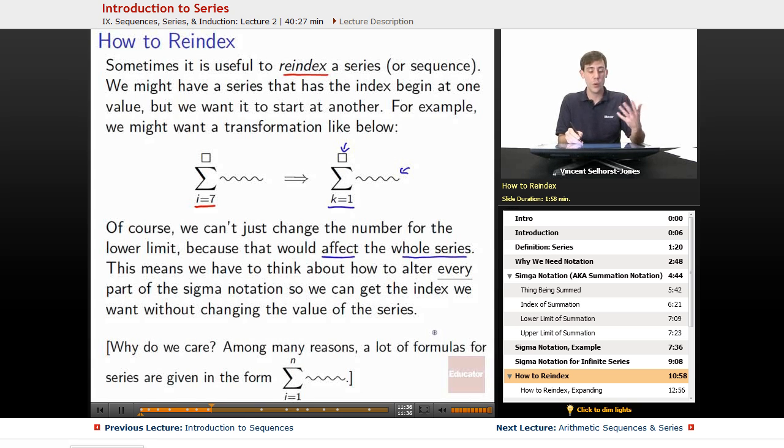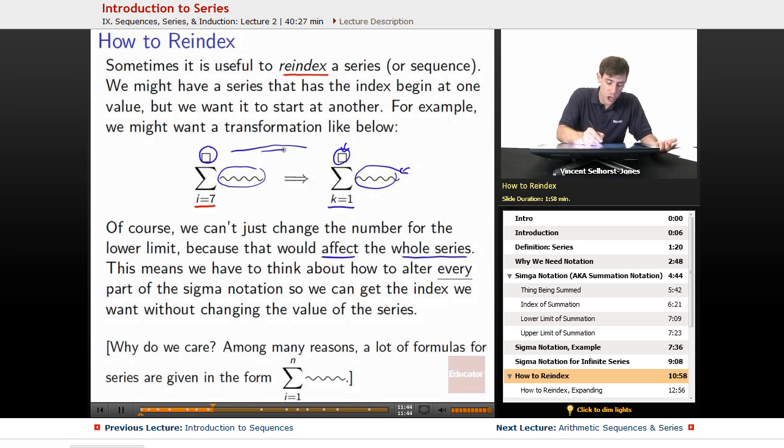So we have to pay attention to how the thing being summed and our upper limit will wind up making the transformation as well. They're going to change over the process. They're not going to be the same thing on the left side and the right side. They're going to wind up becoming different things.